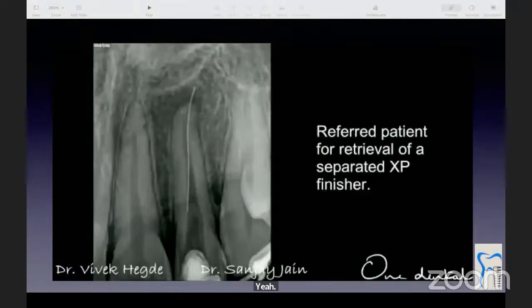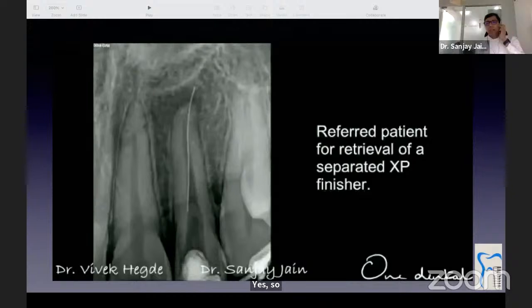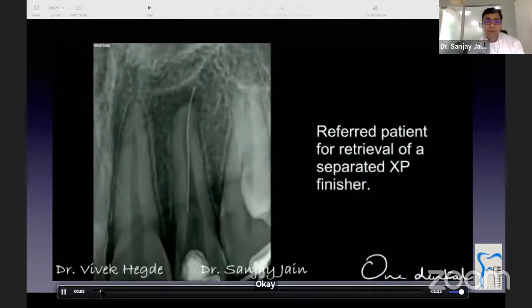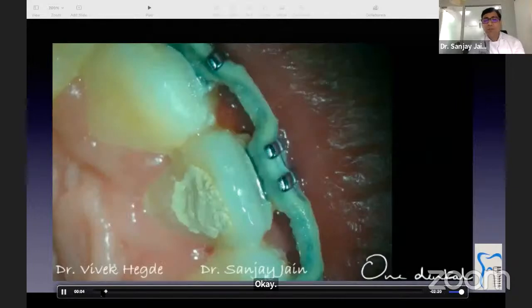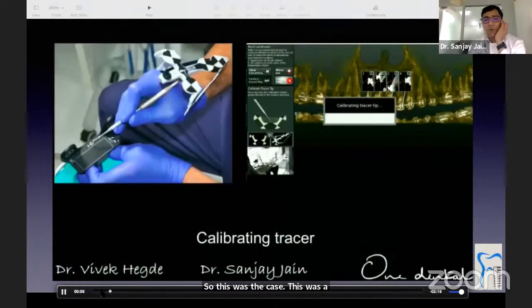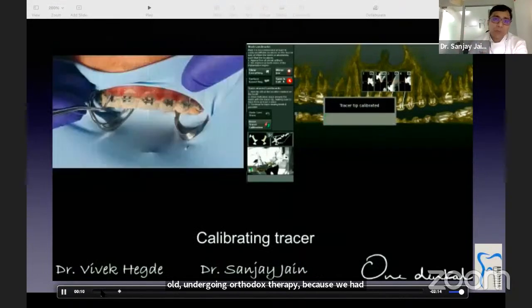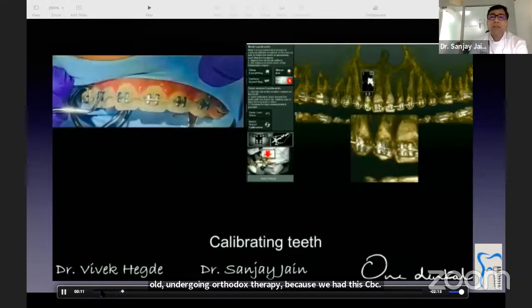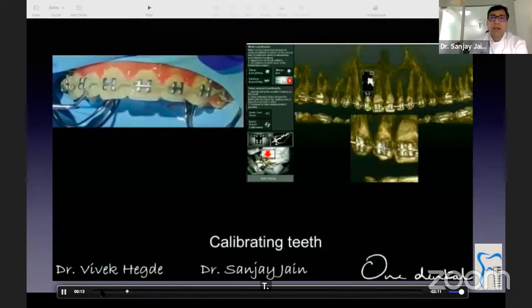Okay, I just want to quickly show you how we use these CBCT images for navigation for removing a separated instrument. So this was the case. This was a patient who was 17 years old, undergoing orthodontic therapy. Because we had these CBCT DICOM images, we took them into our navigation study.